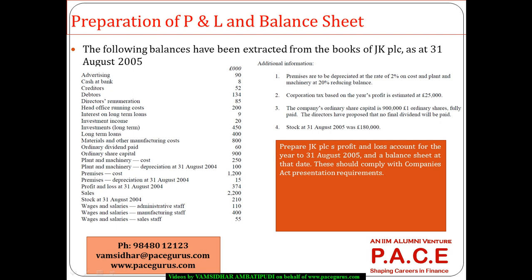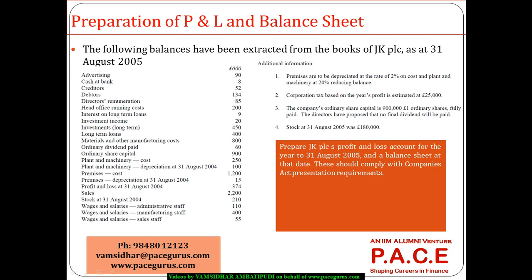Now let's look at a detailed preparation of the income statement, which is the profit and loss statement, as well as the balance sheet of a company based on the details that have been provided, right? So let's look at them. So these are extracted as on 31st August 2005, and I have to prepare the profit and loss statement and a balance sheet up to that particular period itself.